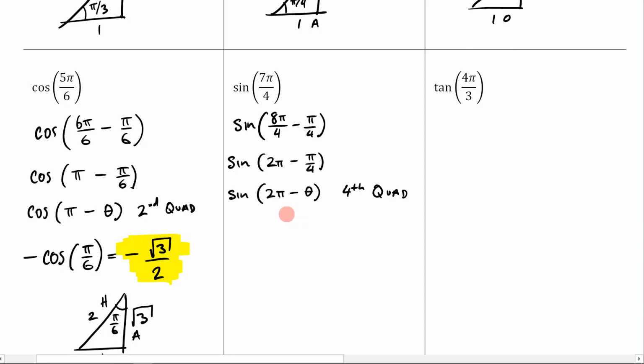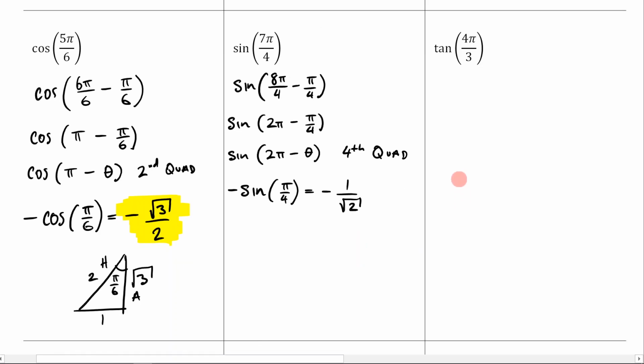Now we have to ask ourselves, is sine positive or negative in my fourth quadrant? Well, it's going to be negative, so my answer is going to be negative sine of the angle. The angle in this case is pi on 4, so I put pi on 4 in there. Negative sine pi on 4, well, what's sine of pi on 4? I know my answer is going to be negative, so now the question is what is sine pi on 4? Again, what I really hope is that you're able to just memorize that after a while. But if you are struggling, you can just use your special triangle.